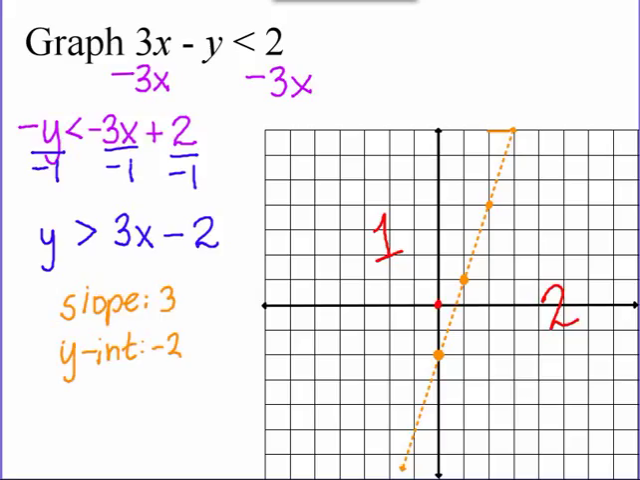So I'm picking a point on one side of the line, and I'm going to plug that into my inequality. I'm going to plug 0 for x and 0 for y. When I solve that, I get 0 is greater than what number? Negative 2. Is that a true statement? Is 0 bigger than negative 2? Yes. So that means the side with 0, 0 is correct, and I'm going to shade on that side.